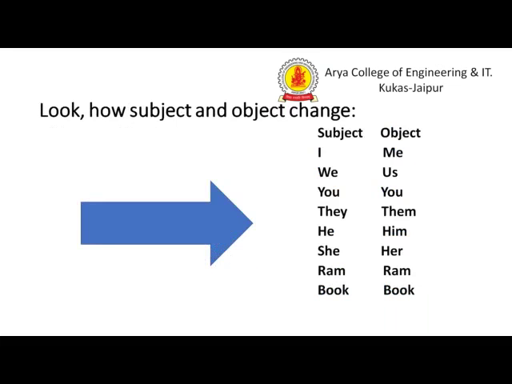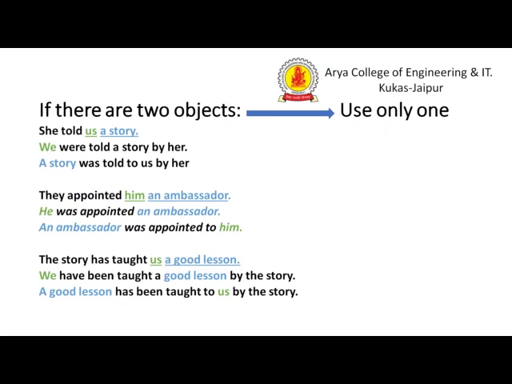In the next slide, you can see how the subject and object change. So these are all the things we have to keep in our mind when we are converting active to passive voice. So I, me; we, us; you; they, them; he, him; she, her; Ram; book. These are all the ways we have to solve when we are applying the conversion.